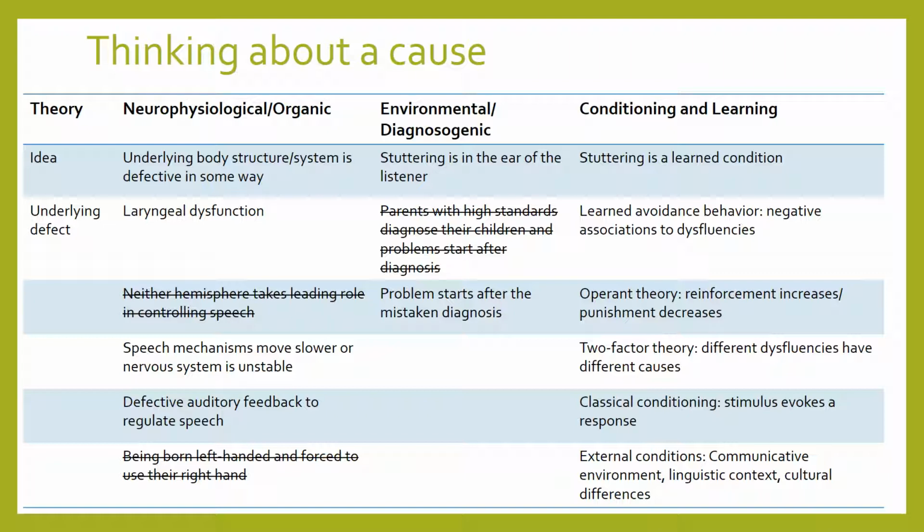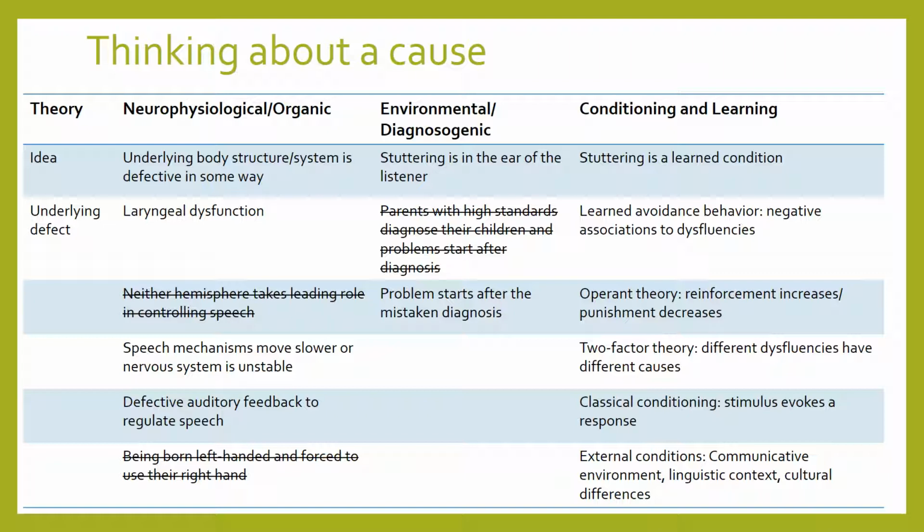From an environmental or diagnosogenic standpoint, their idea is that stuttering is in the ear of the listener. So initially they said, well, parents who have high standards for their children diagnose their children with stuttering, and then the stuttering starts. So the child didn't really stutter before, or maybe they stuttered once or twice because, right, everyone is disfluent, and they say, oh, you stutter.